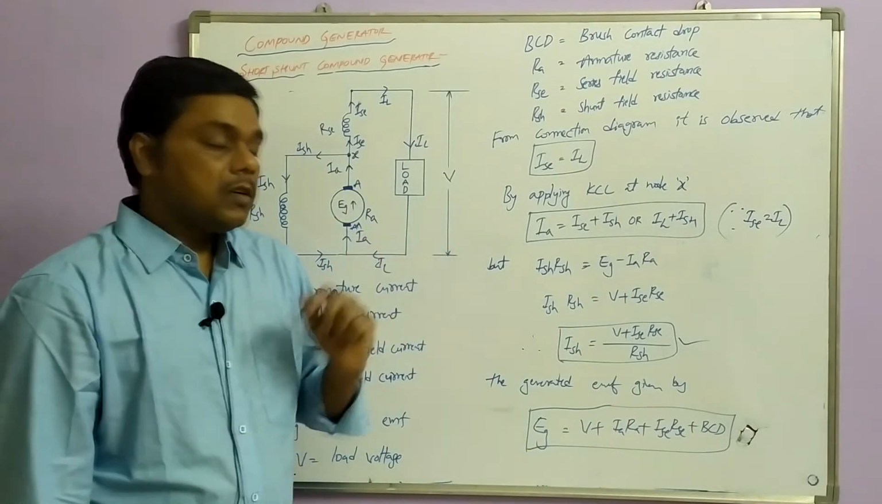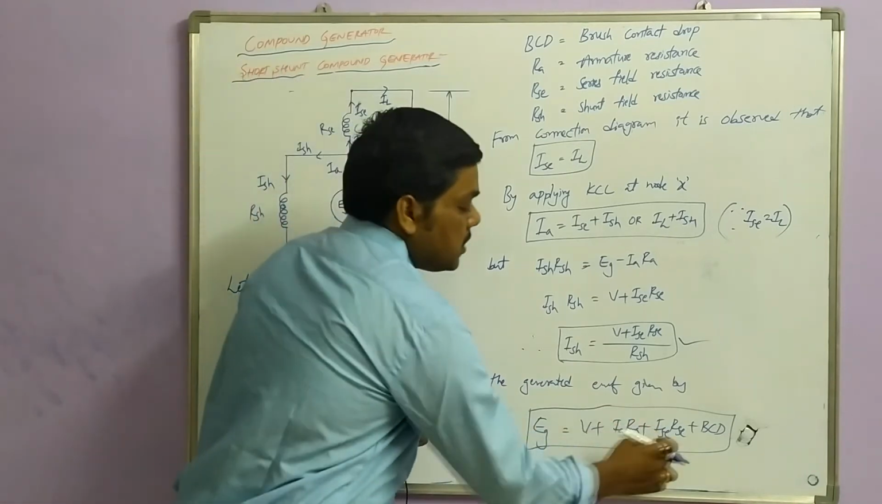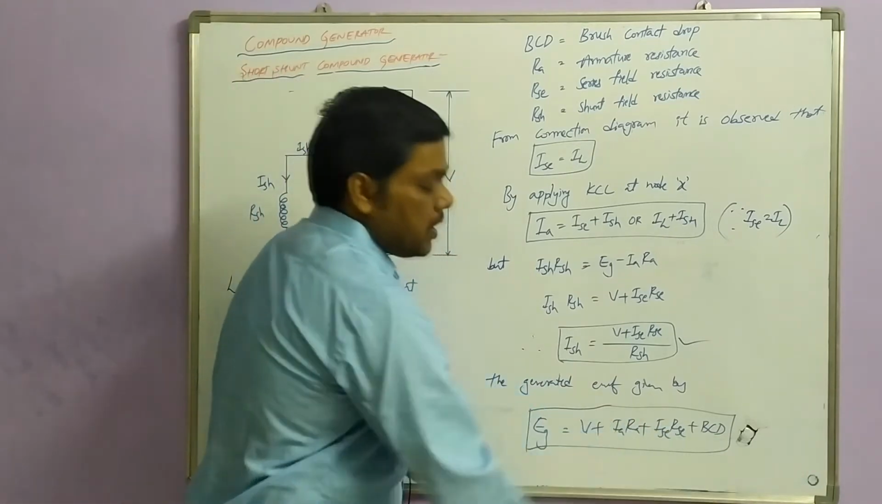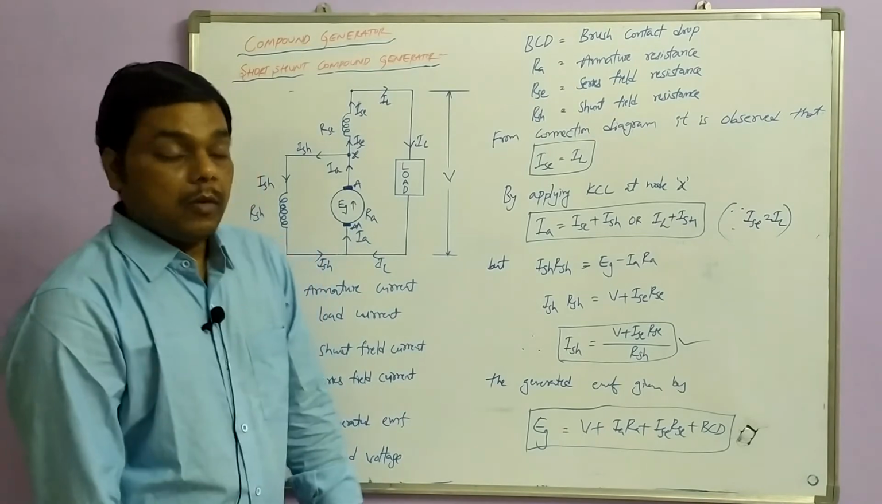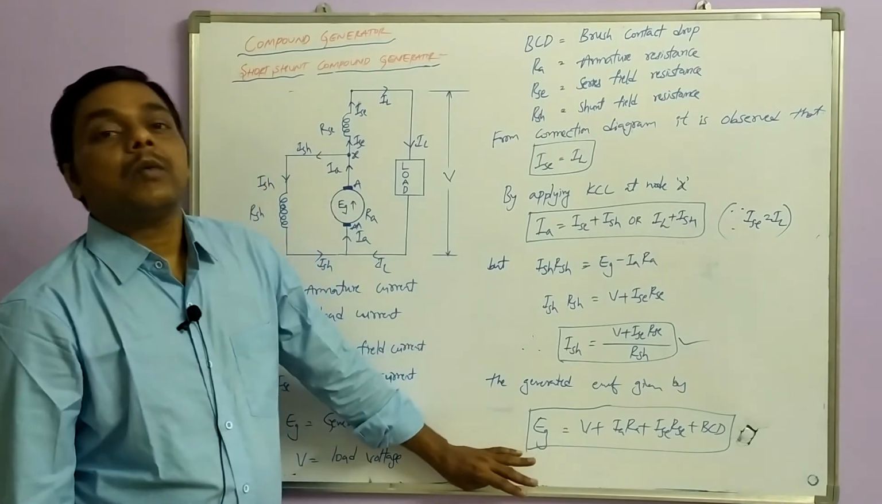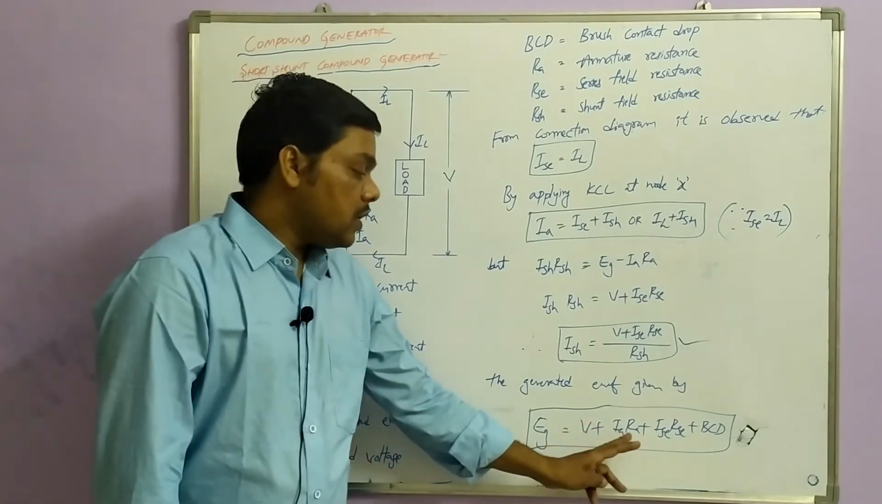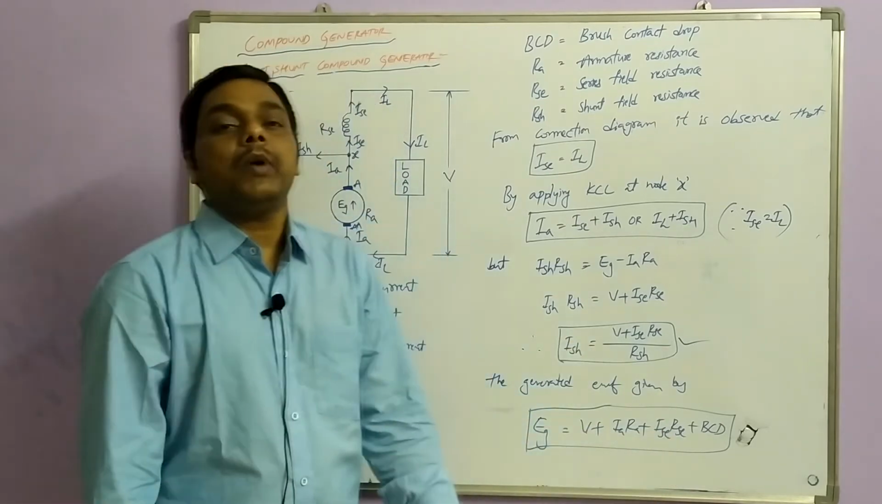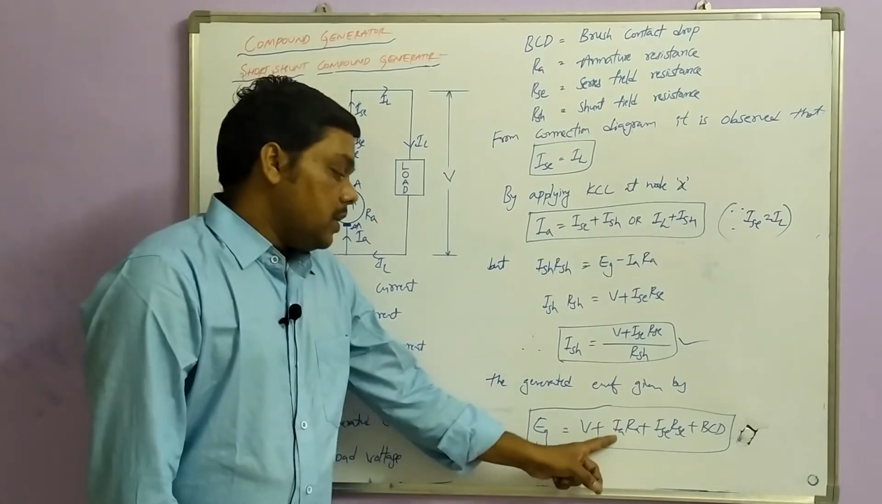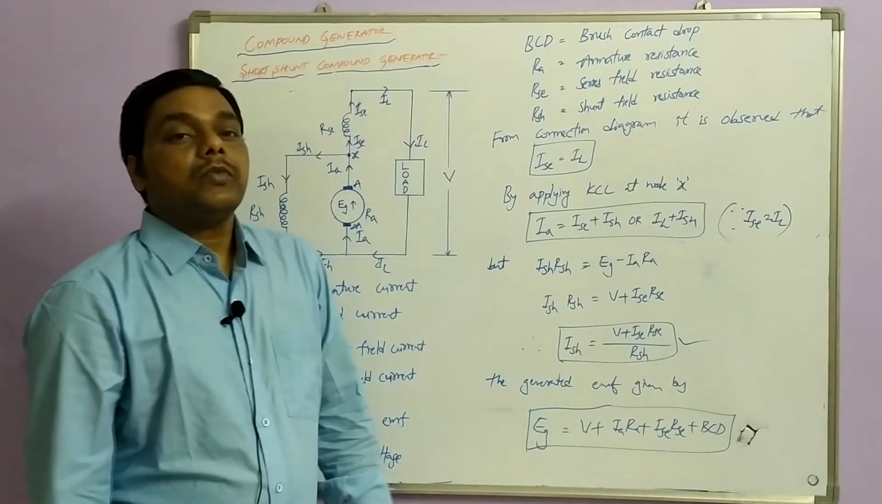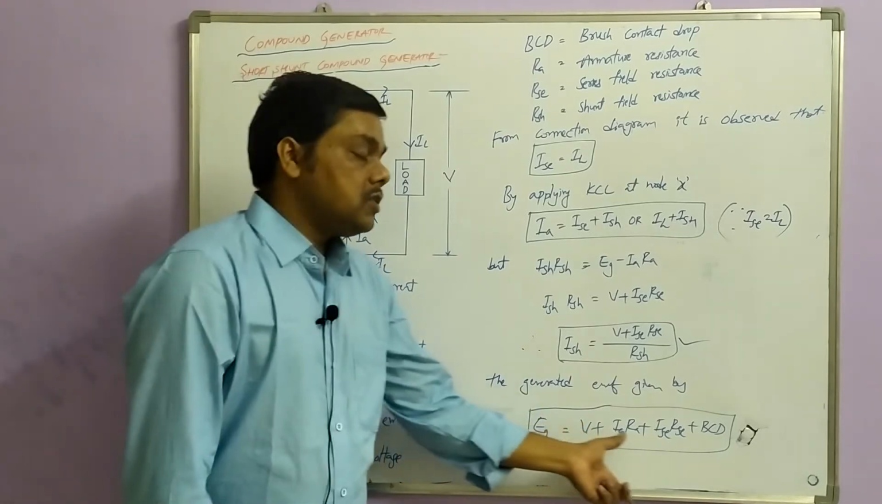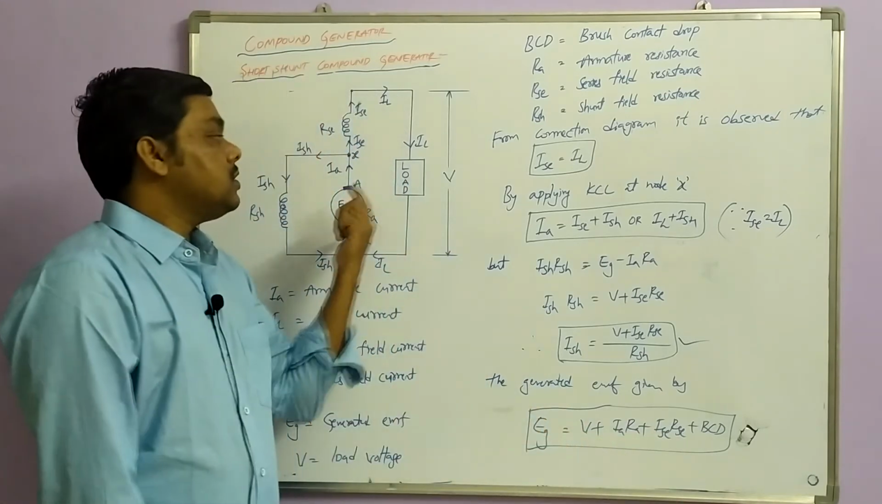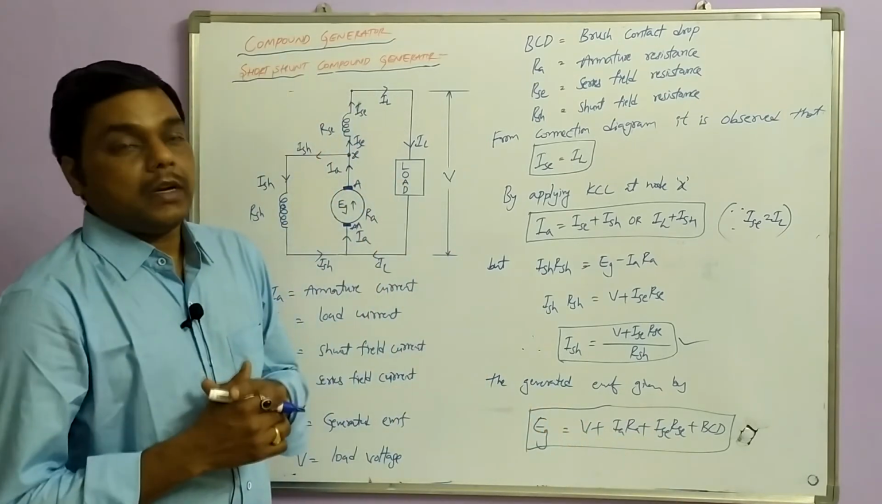Whereas in long shunt compound generators, Ia and Isc are both the same, so we can write Ia into (Ra plus Rsc). But in a short shunt compound generator, Ia is different and Isc is different. So instead of Isc you can write IL, but the Ia and Isc parameters are different, and so we can calculate the generated EMF in these compound generators.